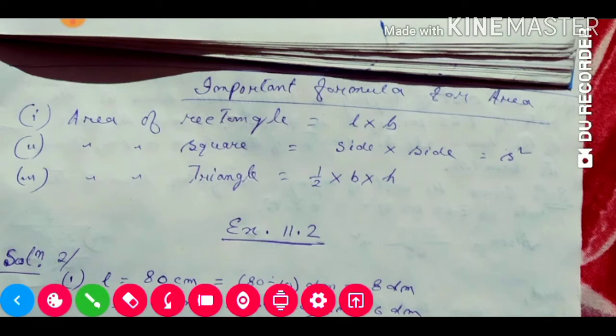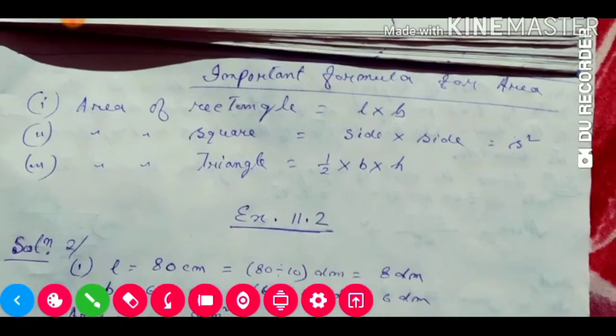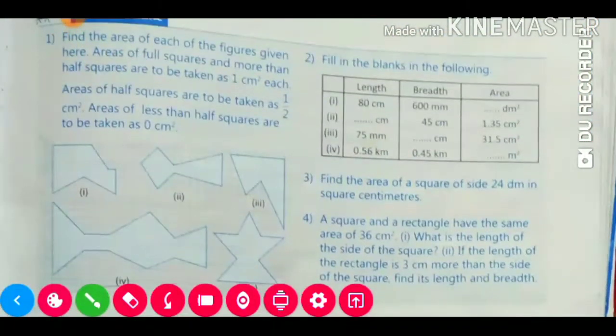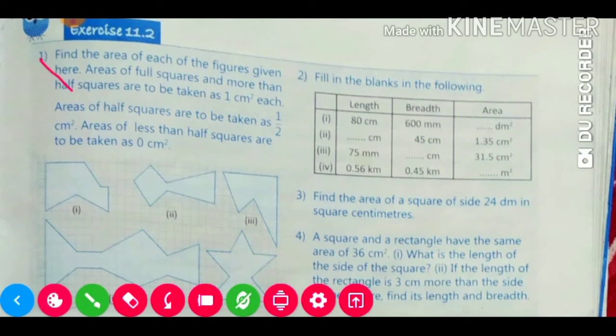And area of triangle, this one is not in your book, it is not related, but I have given it because it is needed in your higher classes. Half into B into H. Half, B is base. Here it is not breadth, it is base. And H means height. Now we'll start exercise 11.2. Question number 1 is not needed. You omit this one, cross it. Now we'll start question number 2.